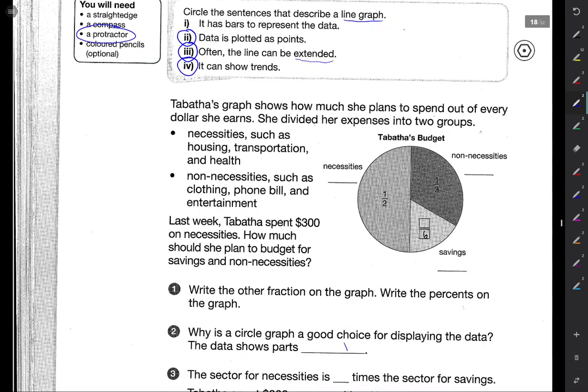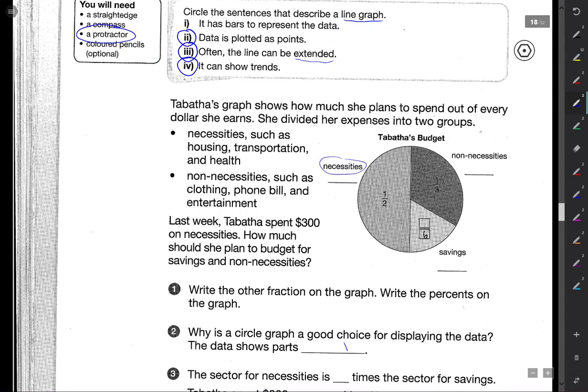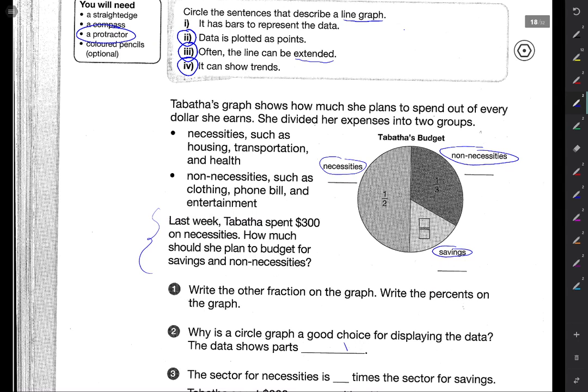So Tabitha's graph shows how much she plans to spend out of every dollar she earns. She divided her expenses into two groups: necessities, such as housing, transportation, and health; non-necessities, such as clothing, phone bill, and entertainment. And the one they don't mention over there is the savings. So she'll also be putting some into her savings account. So last week, Tabitha spent $300 on necessities. How much does she plan to budget for savings and non-necessities?